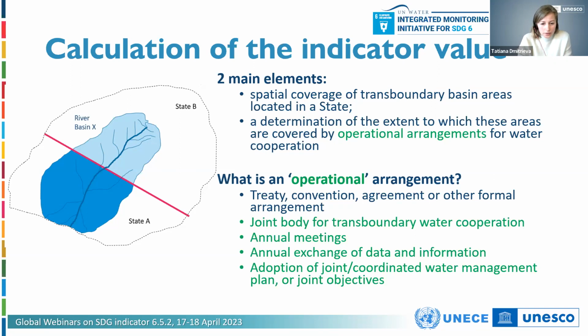The third criterion is the annual exchange of data and information that could be done during the meetings or through the dedicated websites or another way. And the last one is adoption of joint coordinated water management plans or joint objectives. It is critical that the national report clearly sets out the status of all 4 criteria for each basin a country shares. The next slide, please.